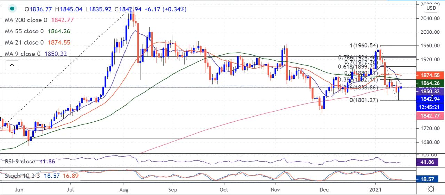The 55-day moving average is intersecting with the 38.2 fib that's coming in at 1862, with the 55-day moving average coming in at 1864. Again, that's going to be a good area where people will be taking profits on long positions and you could see some short selling.